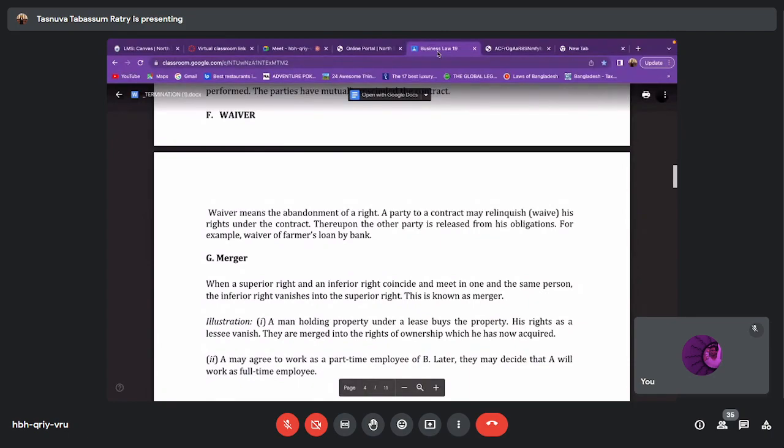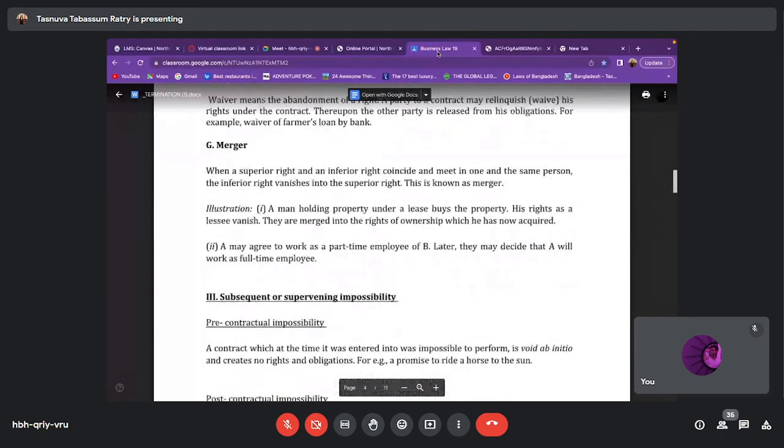So আমরা দুজন একটা কন্ট্রাক্ট ফর্ম করি, তারপর আমরা চিন্তা করি যে আমরা এই কন্ট্রাক্টটা কন্টিনিউ করতে চাই না। As a result, one of the parties releases their obligations from the contract. They waive their rights. As a result, when they waive their rights, the contract is being terminated by waiver.